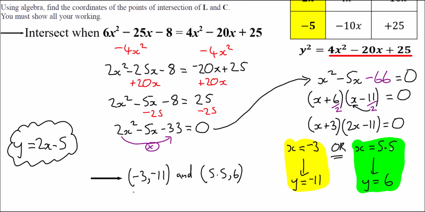So that's all we need to do for that question, and because it's the last question, that's all we need to do for the entire paper.